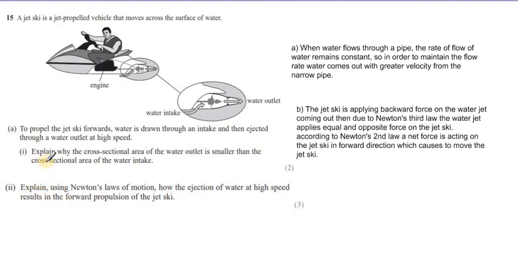The jet ski applies force on the water jet, and Newton's third law says the water jet applies force on the jet ski that is equal and opposite. And Newton's second law says that because of the resultant force, it is moving forward. So it's a 3-mark question.